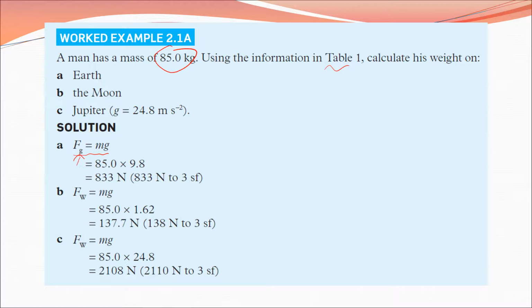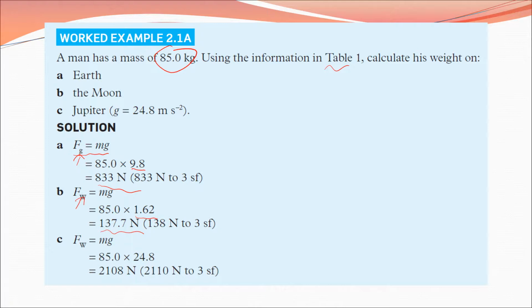All right, you just plug your numbers in. Mass is 85, gravitational constant's 9.8. Put that in your calculator. 833 newtons is the force of gravity. And newtons is just our measurement of forces. Part B, the moon. Notice we've changed our subscript because it's not really gravity here on Earth. It's now your weight on the moon. And the constant on the moon is a lot less, 1.62, which gives you a weight a lot lower, 137.